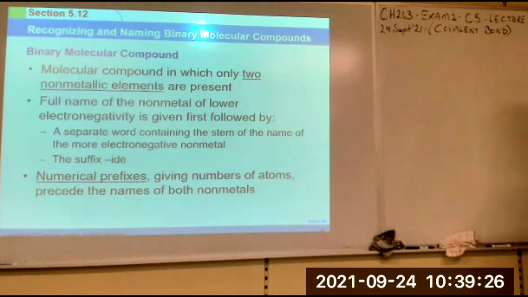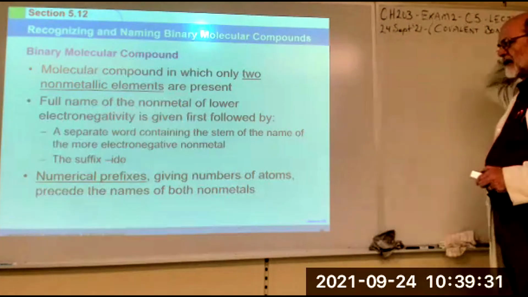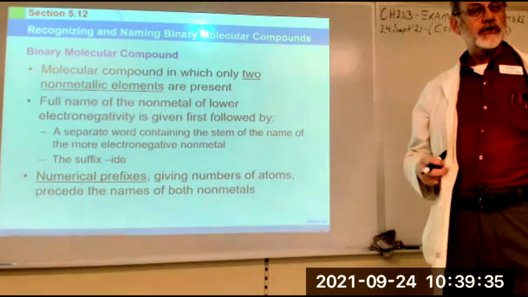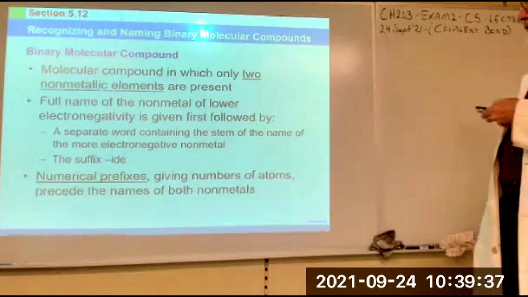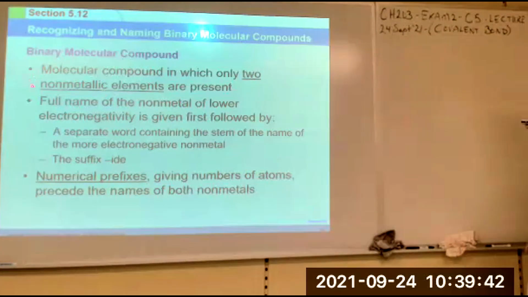Binary molecular compounds. These are two non-metallic elements. We encountered those when we were naming compounds, type 3s, where you have two nonmetals together. These are binary molecular compounds. So that's nothing new. We've already learned how to name those already.